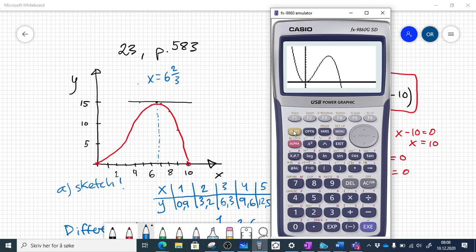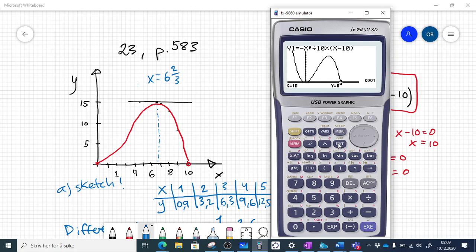First thing we want to do is find the intersection points with the first axis. So we can do that by G-Solve, go to root, and that'll give us the first point, 0, 0, and just use the arrow here to go to the next one, which is 10, 0. So the zeros of the function are 0 and 10. And you can check that by putting these numbers in the function, and that will give you a function value of 0.